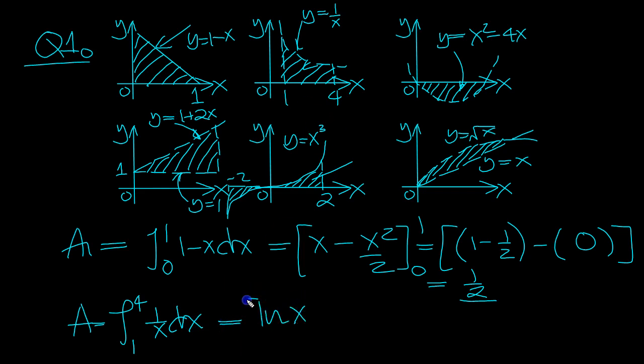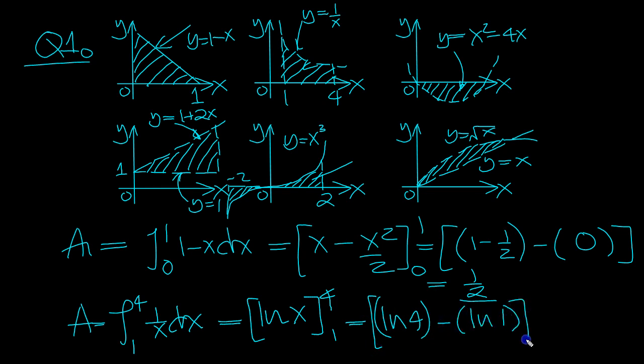So it's log x between 4 and 1, which is equal to log 4, top value, take away log 1. Log 1 is 0. So we just end up with log 4 units squared. So that's the second one.